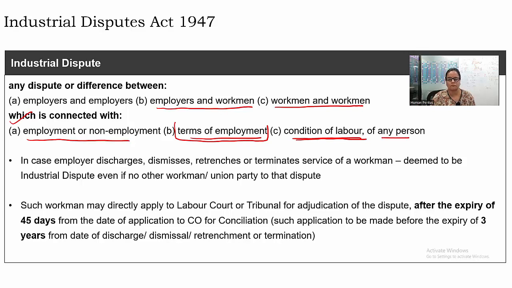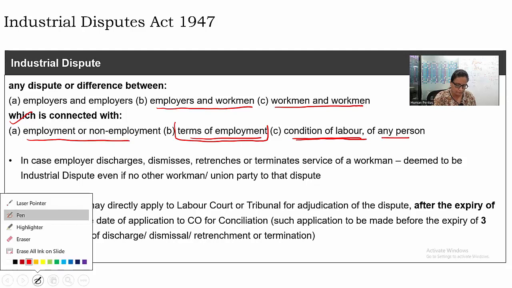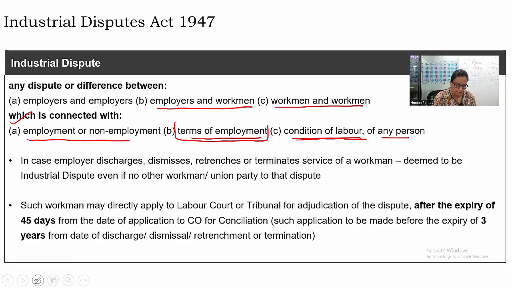But apart from it, we must be aware of Section 2A also, which has a certain reference to the definition of industrial dispute under this Act. Okay, basically Section 2A provides certain privileges to those people who fight with the employer on their own.